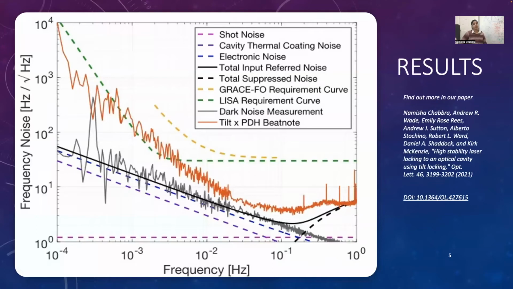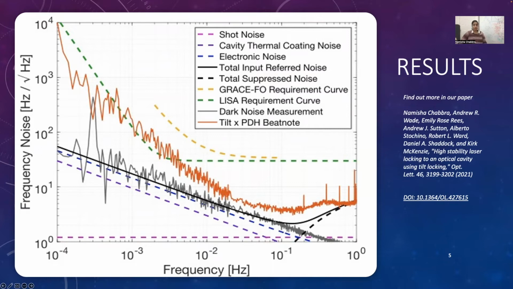So we've been able to demonstrate the performance of tilt locking over LISA relevant timescales. Here is an amplitude spectral density plot over the LISA bandwidth. And so the orange curve here shows the relative frequency spectral density measured between two lasers, one which was tilt locked and one which was PDH locked. And the gray curve is a measurement of the dark noise in the tilt locking system.